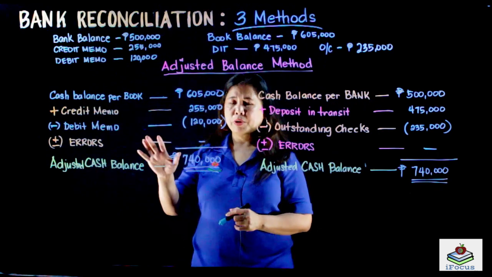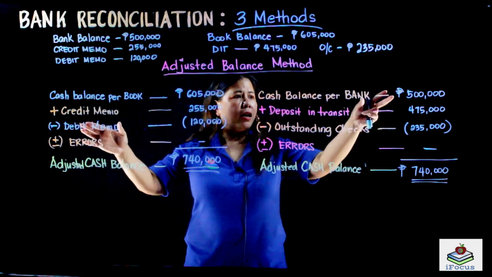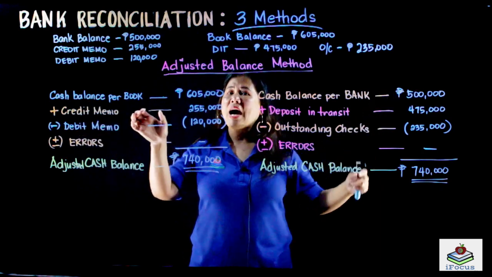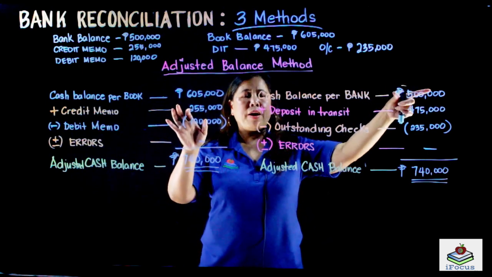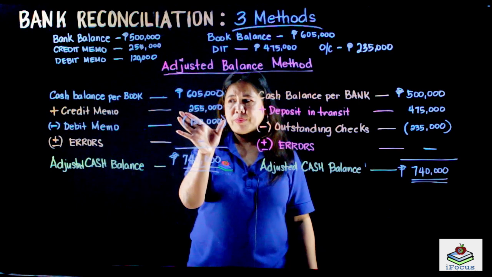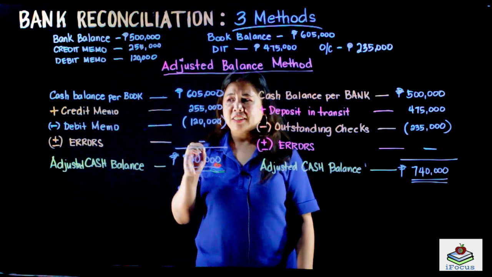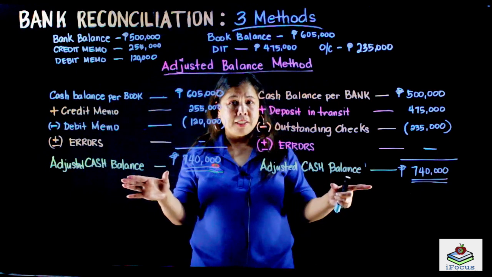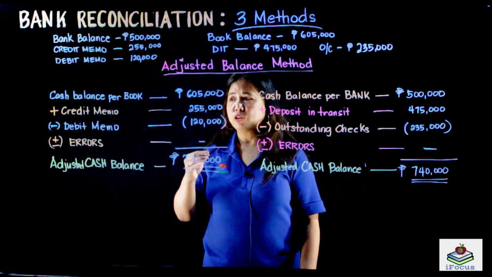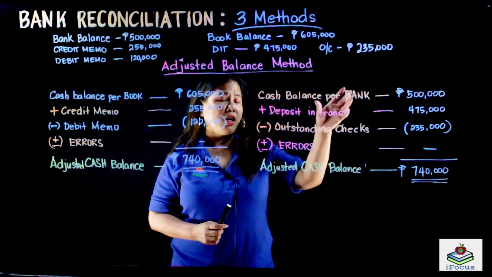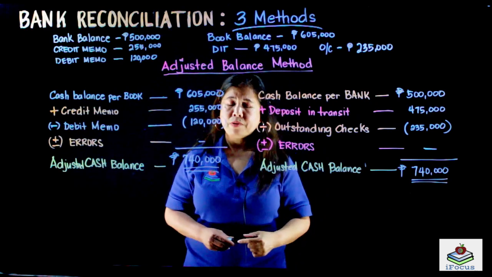On the balance per book, ina-add natin ang credit memo dahil sa cash balance per bank, na-add na po yan. Nandito na sa cash balance per bank yung amount na 255,000. Pero wala pa sa cash balance per book, kaya natin siya ina-add para magtutugma silang dalawa. Yung debit memo naman, binabawas natin ito sa per book dahil nabawas na ito sa per bank. Nabawas na yan sa 500,000.